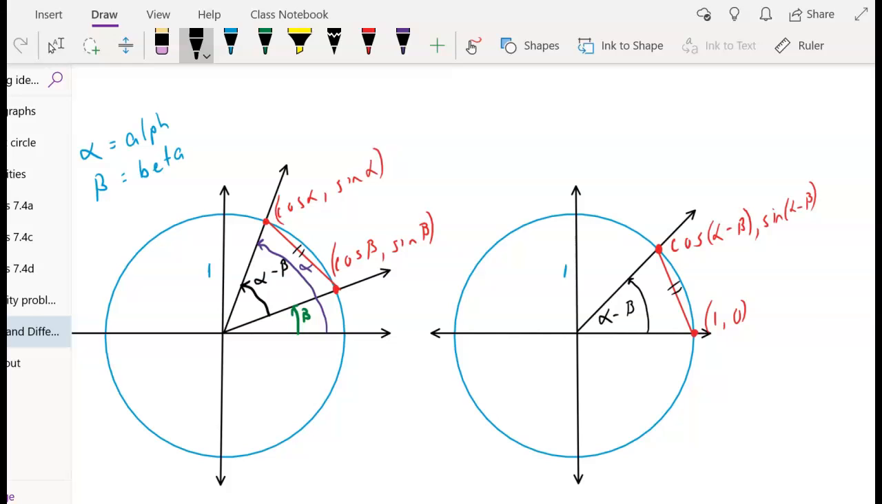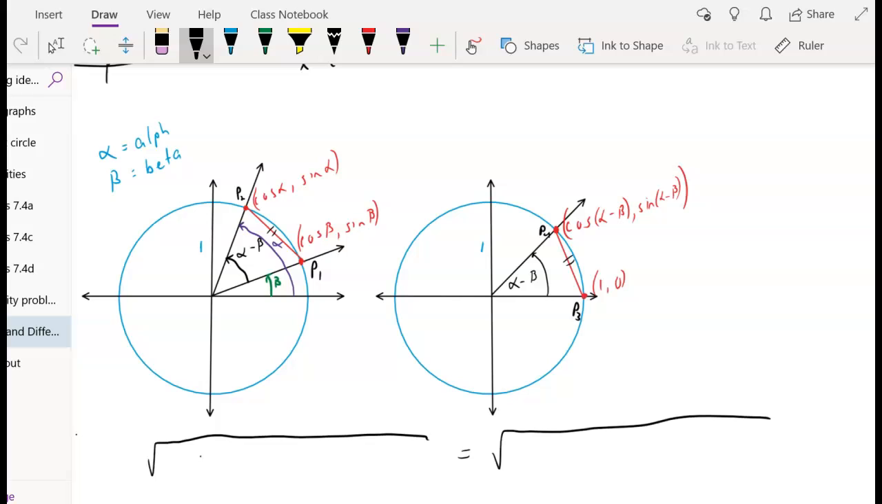We'll say those 2 things are the same and then simplify. Just to clarify, this angle here is alpha minus beta, the same measure as this alpha minus beta here. And so this is an ordered pair: the x-coordinate is the cosine of alpha minus beta, and the y-coordinate is the sine of alpha minus beta. Now if we name these red points P1, P2, P3, and P4, the distance from P1 to P2 has to equal the distance from P3 to P4.